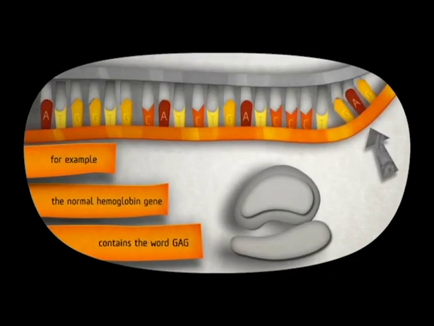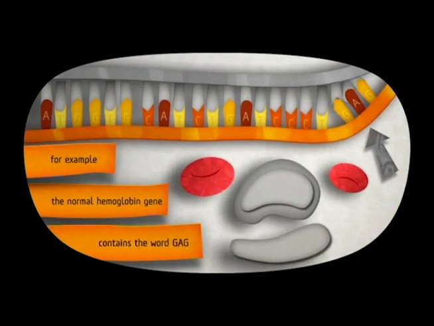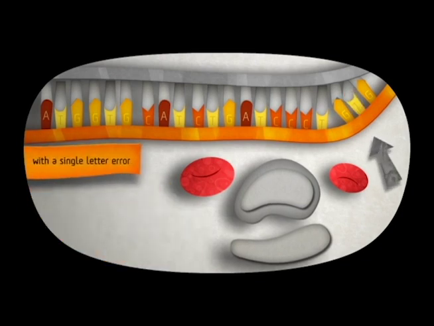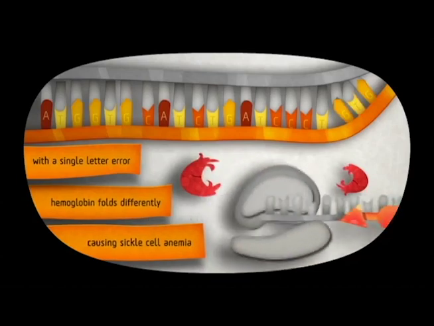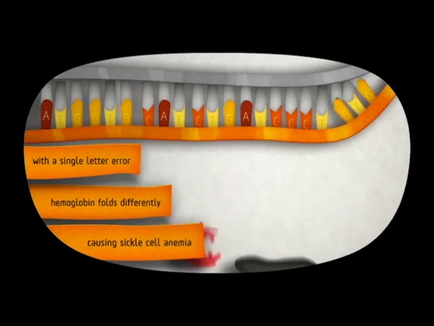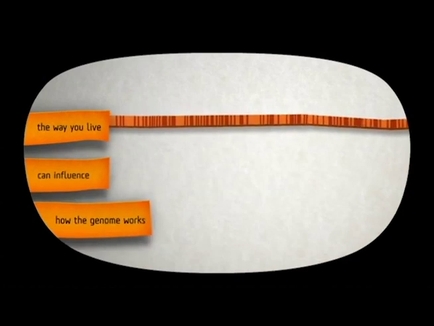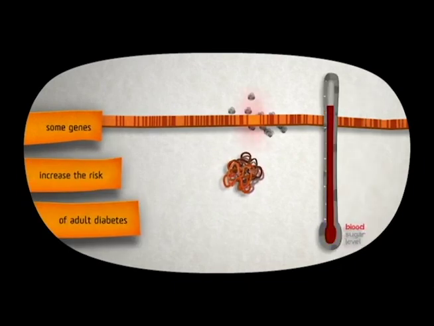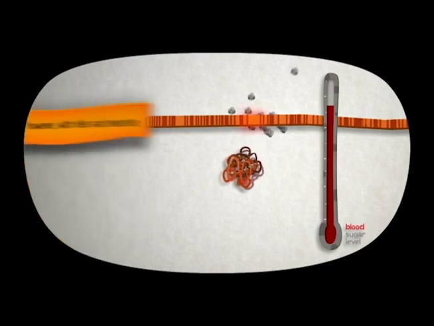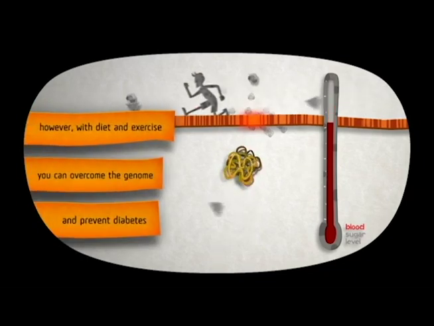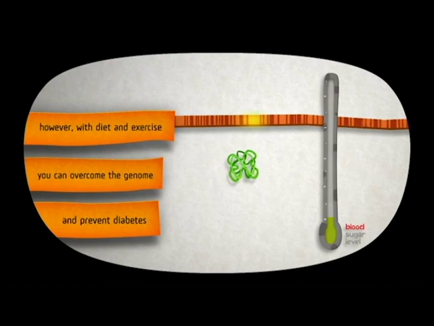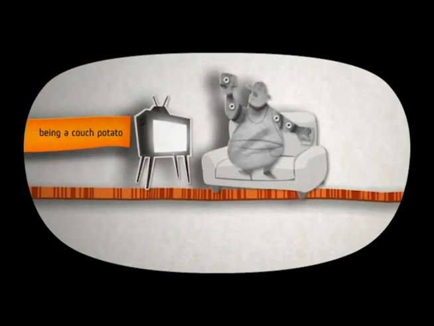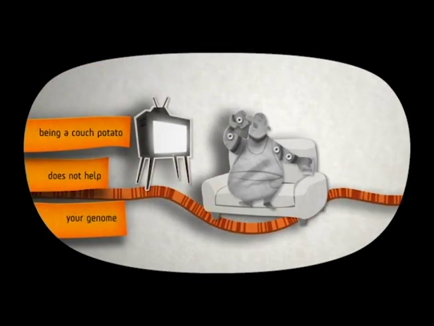For example, the normal hemoglobin gene contains the word GAG. With a single letter error, hemoglobin folds differently, causing sickle cell anemia. The way you live can influence how the genome works. Some genes increase the risk of adult diabetes. However, with diet and exercise, you can overcome the genome and prevent diabetes. Being a couch potato does not help your genome.